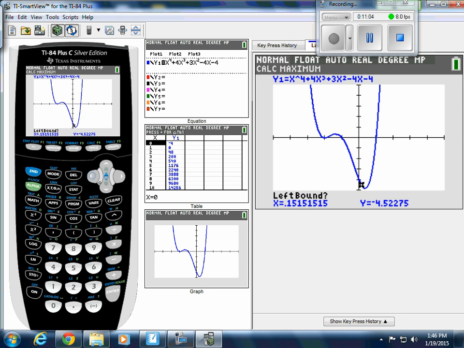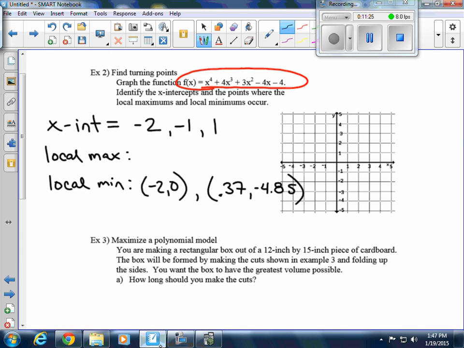And again, you have to go to the left side of it because it says left bound. So we're going to pick a point on the left side of that maximum, and then on the right side of the maximum. And now I have to try to find where it is. Hit enter. And it's going to be negative 1.37.35. So the local maximum then is negative 1.37.35. Okay, so that's how you're going to use your graphing calculator to find where the x-intercepts are, and also the local minimums and the local maximums.